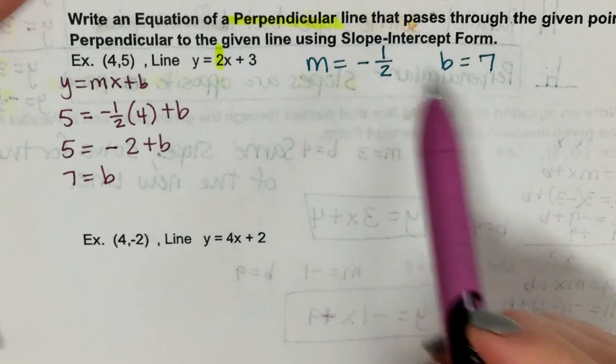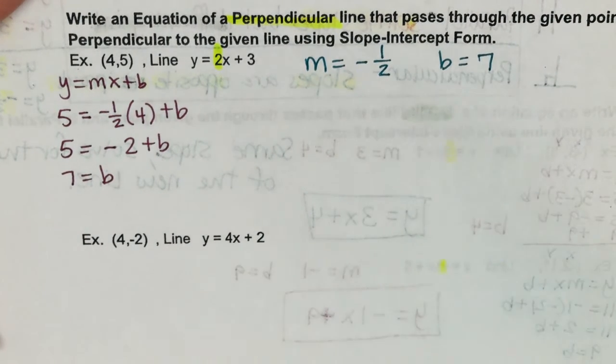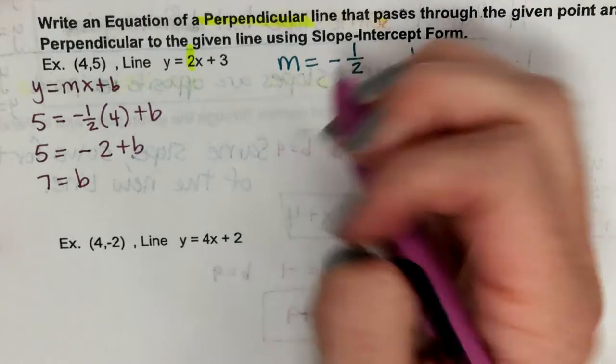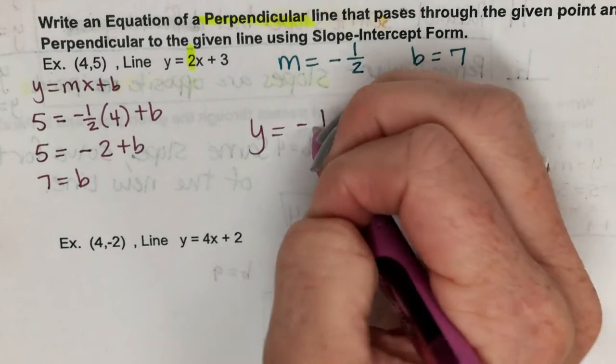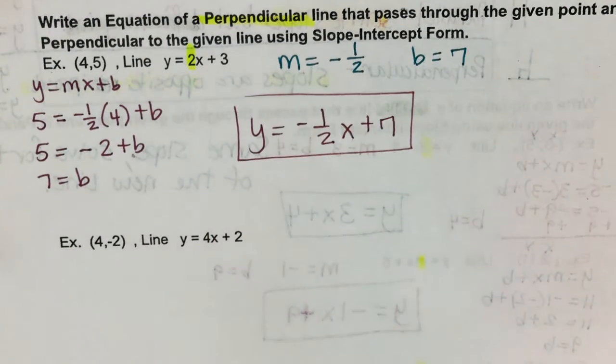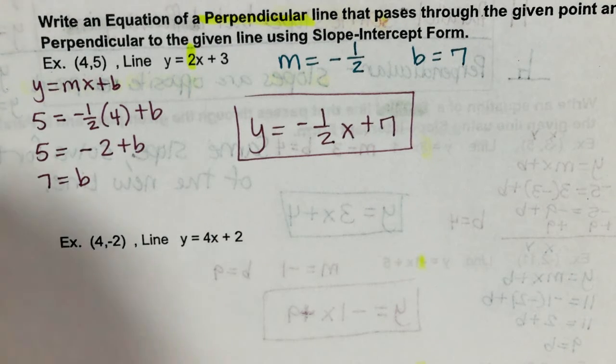I now have my m and my b, so I can now write an equation in slope-intercept form that is perpendicular to this line. So y equals negative 1/2 x plus 7. What do y'all think? It's really not hard, right? The biggest thing is just students remembering the slopes. Like, are they the same or are they opposite reciprocal?